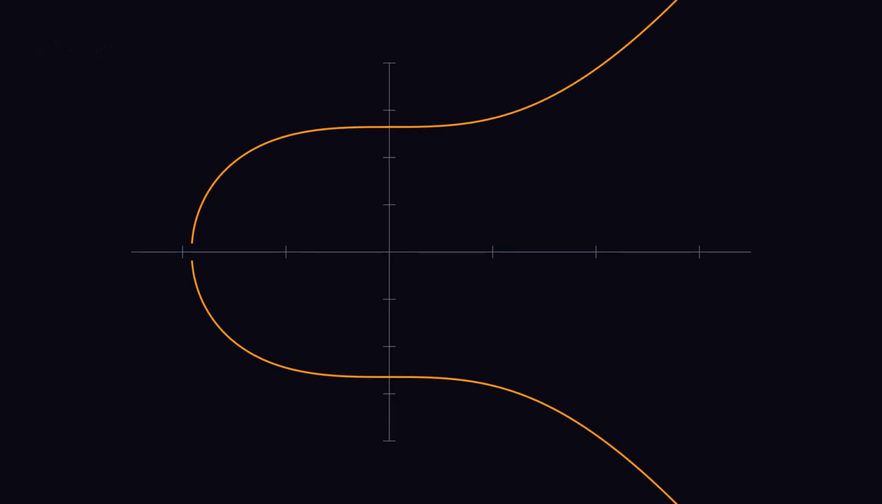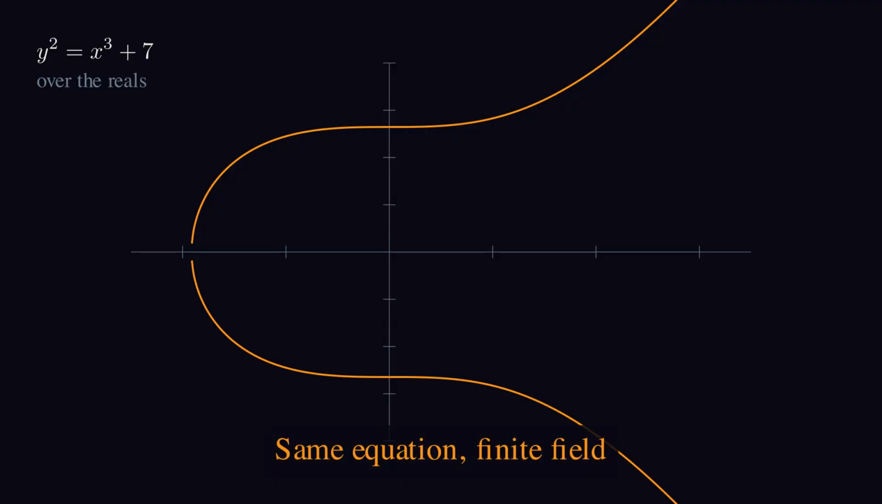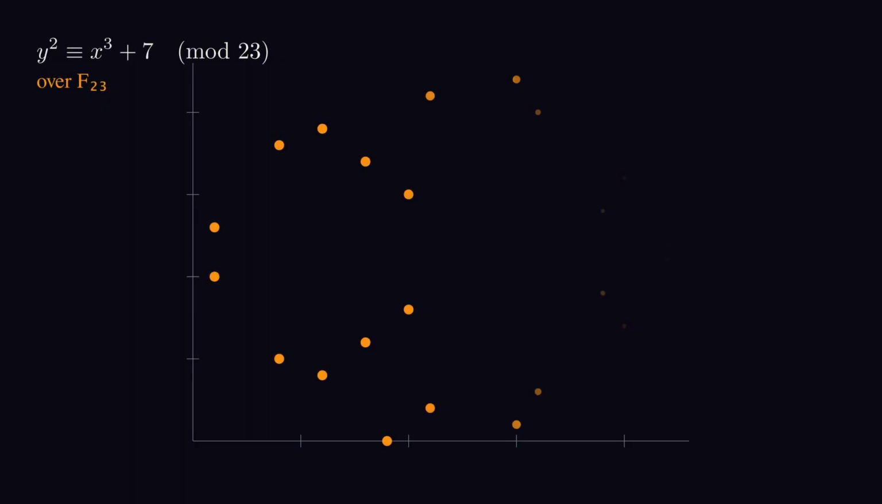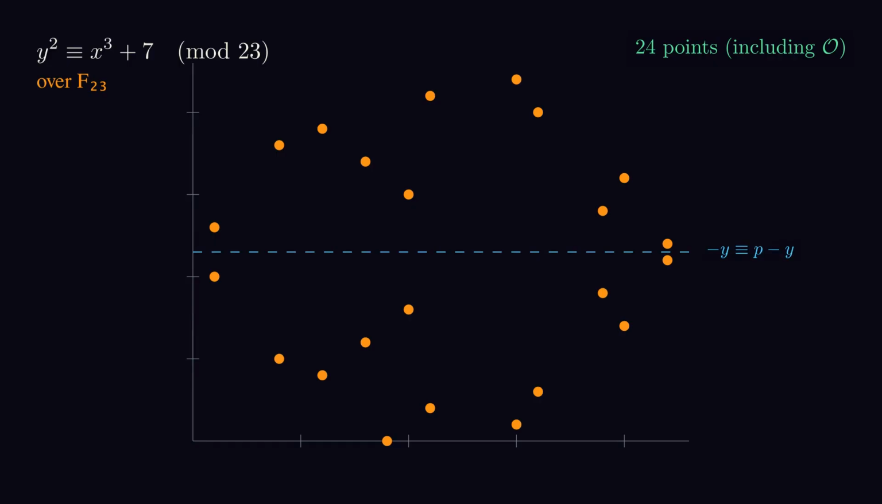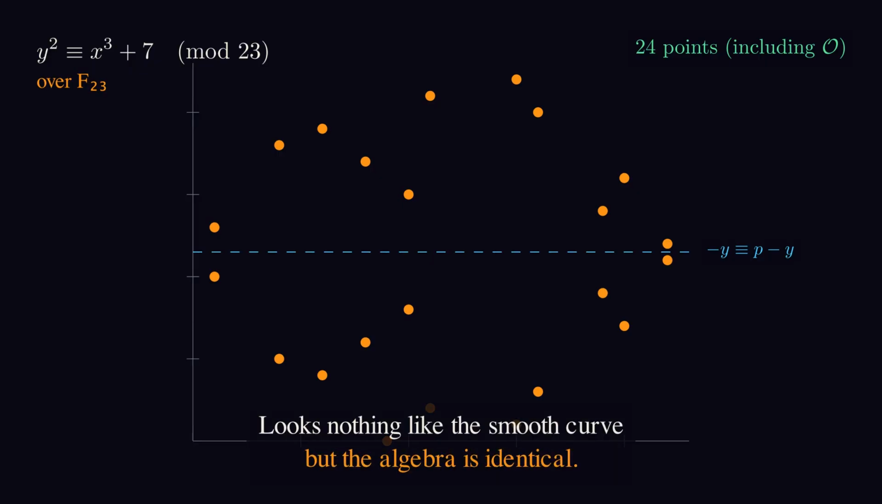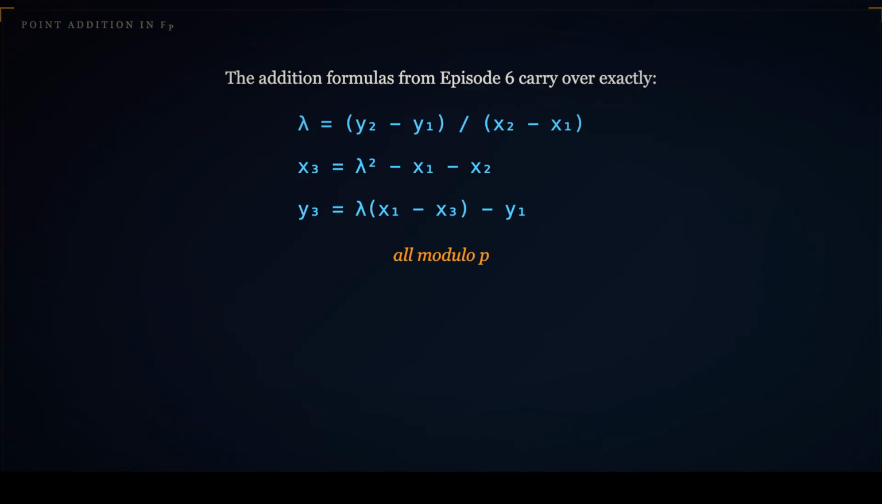Over the real numbers, y squared equals x cubed plus 7 traces a smooth curve. Over F23, the same equation produces 24 isolated points scattered across a grid. The smooth curve has shattered. There is no visual connection between neighboring points. The geometry that made real curve addition so intuitive, draw a line, find the third intersection, reflect, seems to have vanished. But it has not vanished. The algebra is untouched. The addition formulas from episode 6 carry over exactly.